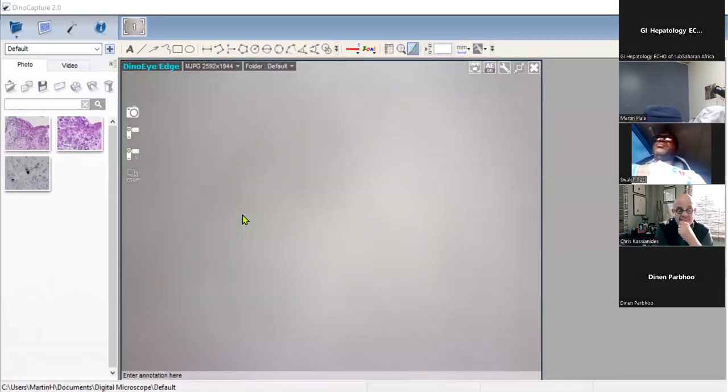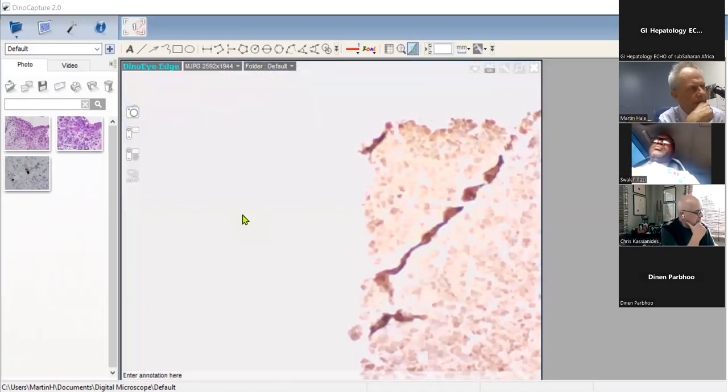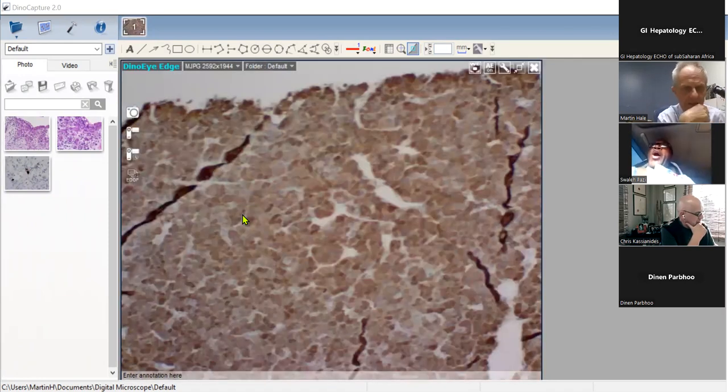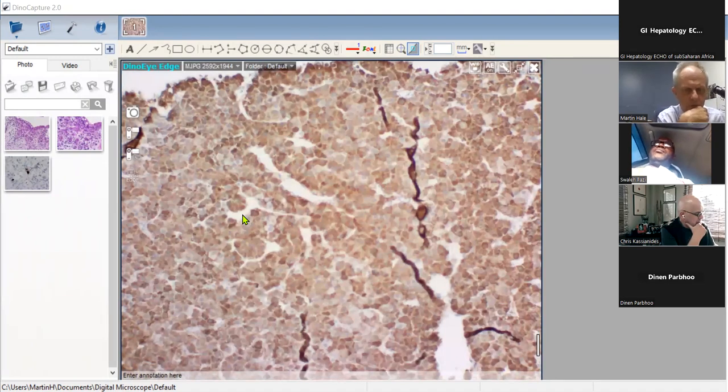Now we do immunohistochemistry, as you know, and we have a saying that if you do special stains... carcinomas, but it's also expressed in cirrhotic nodules. So it's not absolute. You can't use immunohistochemistry as a primary diagnostic tool. You can only really use it as a supportive diagnostic tool.